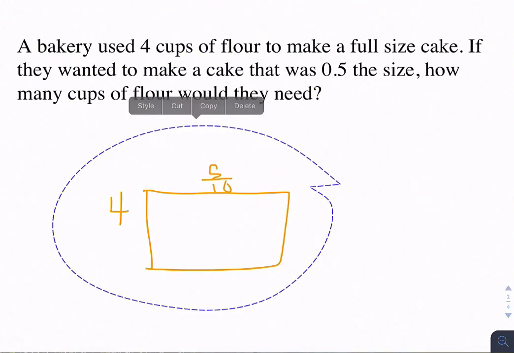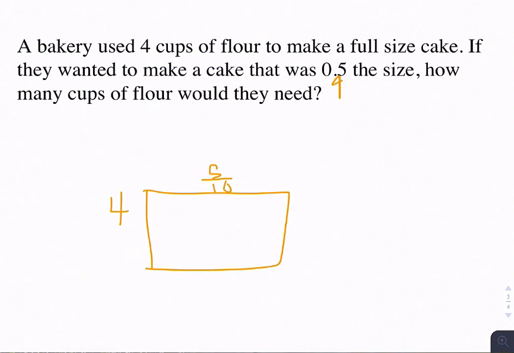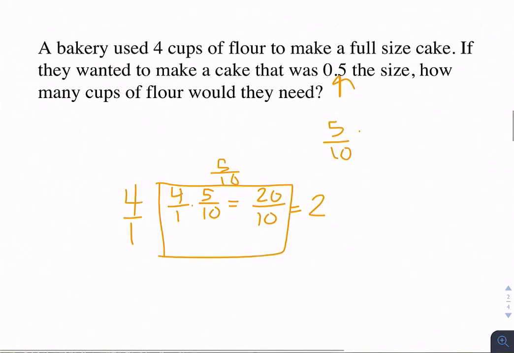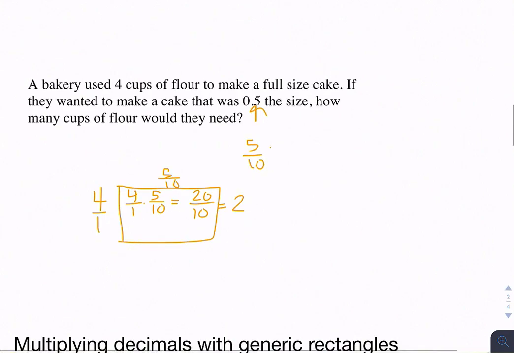We're just changing that 0.5 into 5/10 because there is a 5 in the tenths place. So 4 over 1 times 5 over 10, and we get 20 over 10, which is really 2. 2 wholes exactly. Should have started out with that one, but hope that helps.